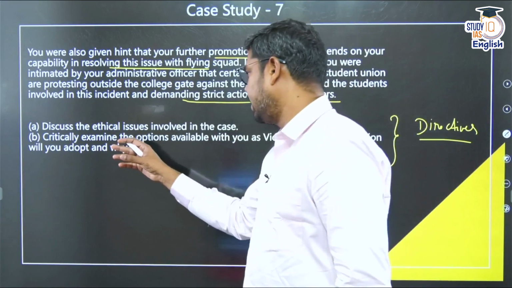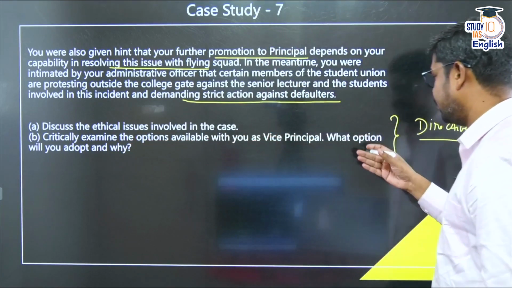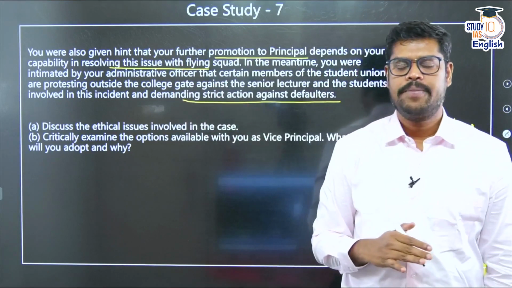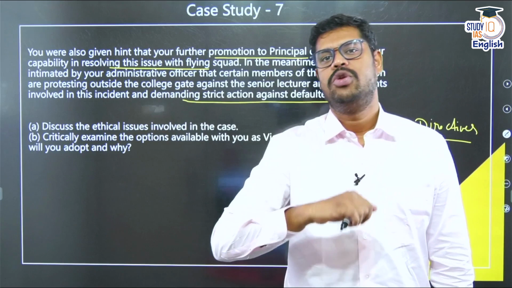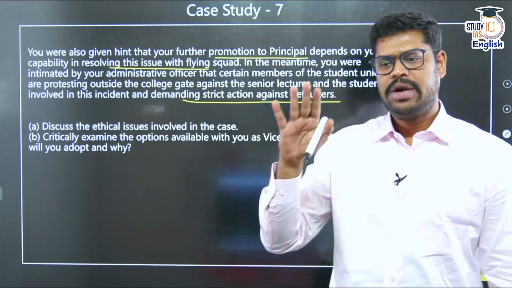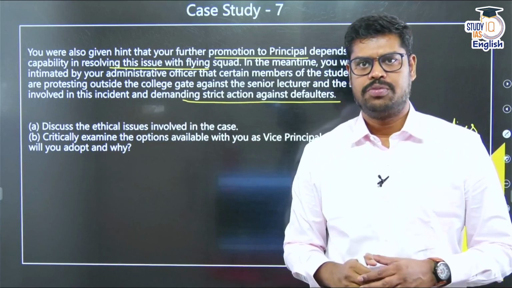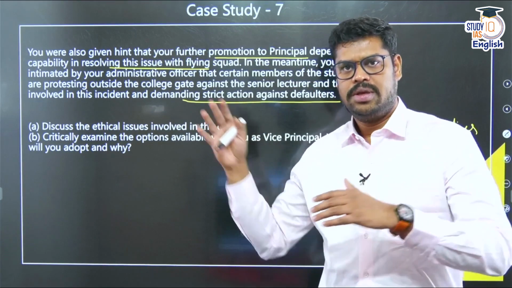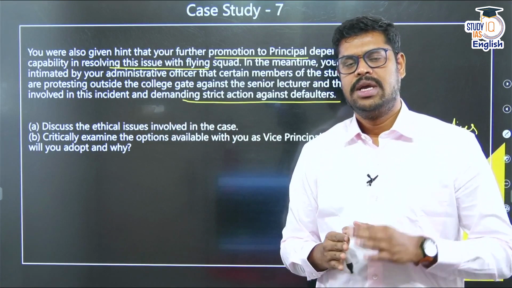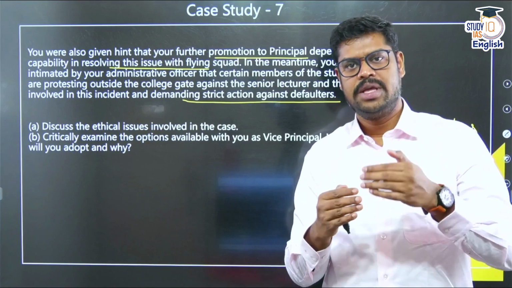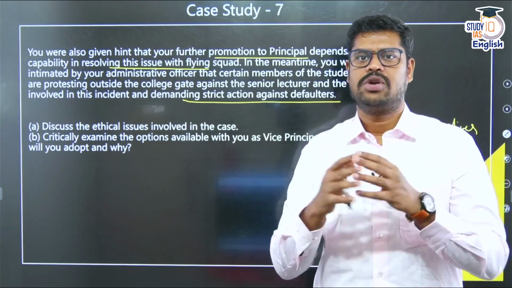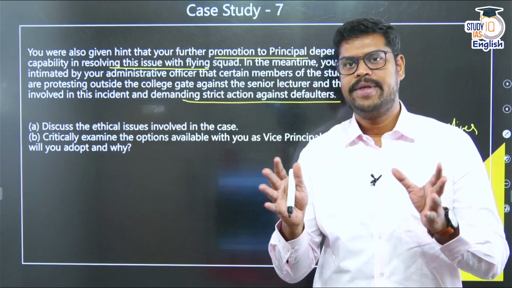Now, the second thing is to critically examine the options available to you as vice principal. What options will you adopt and why? What are the various options that you can take, and among them, which option will you take? Please understand, whenever they ask what the possible options are, not necessarily every option is ethically right. You will identify that there are a lot of ethical issues and a lot of stakeholders. The best option would be doing something ethically right, which is also legally right, while taking care of the interests of all the stakeholders.